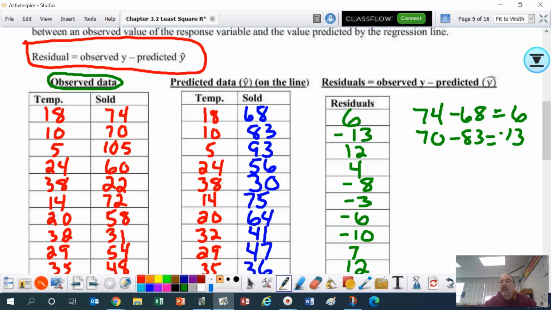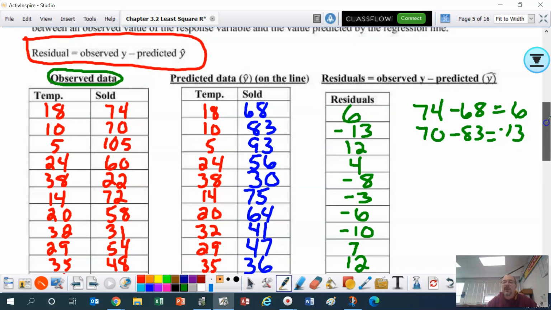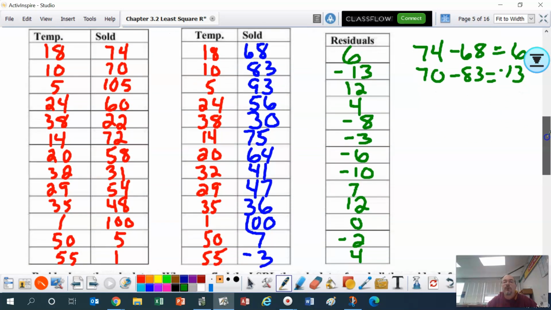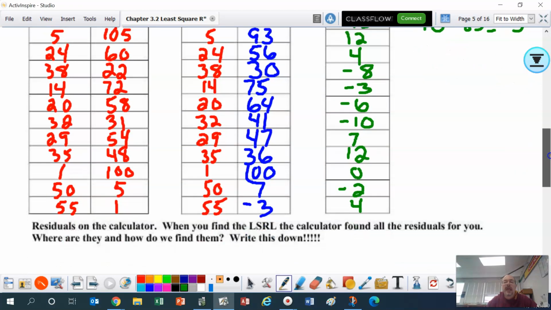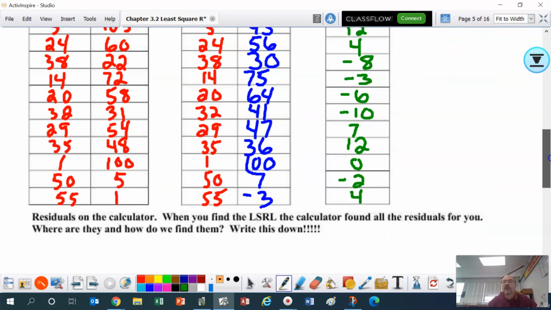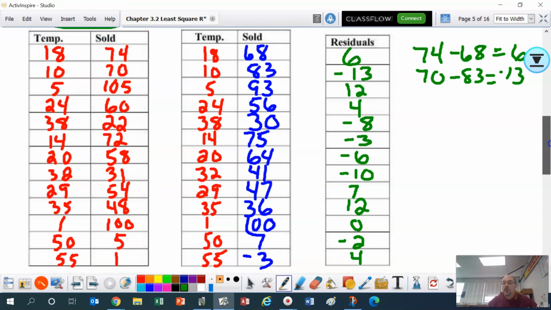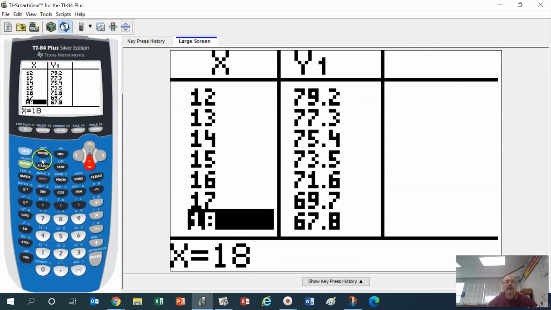All right, so you might want to take a moment and pause this and go ahead and fill that in and think through each of those. Now, if I add these up, they should add up to zero. But because of rounding, they won't. Remember the round off error? But let me show you really quick with the calculator that those residuals are, well, I haven't gotten there yet, so hold on, I'll get to that.